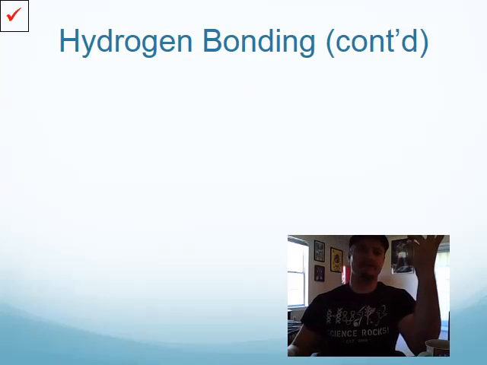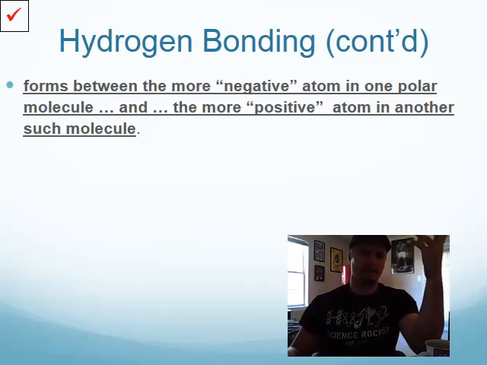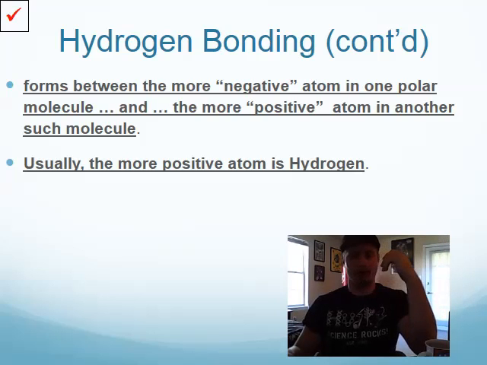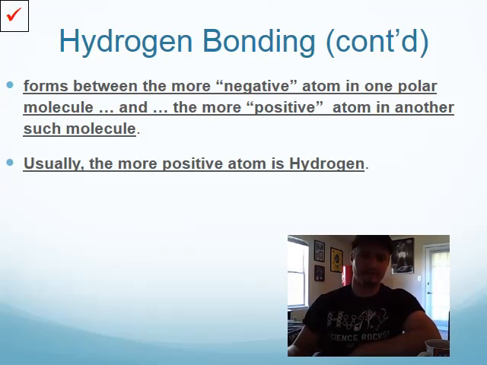So to continue talking about hydrogen bonding here, it forms between the more negative atom in one polar molecule and the more positive atom in the other such molecule. So usually in the case of water, the more positive atom is hydrogen. Why? Hydrogen can only take one electron in its outer shell.